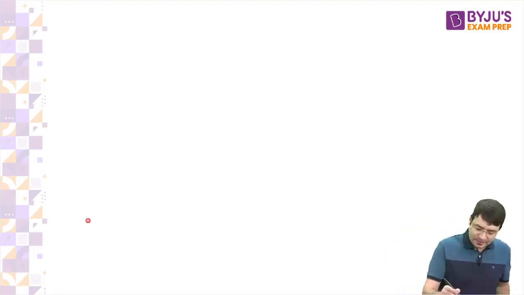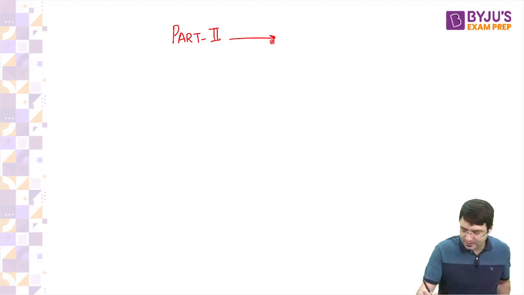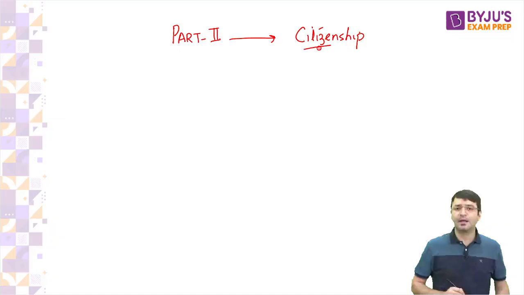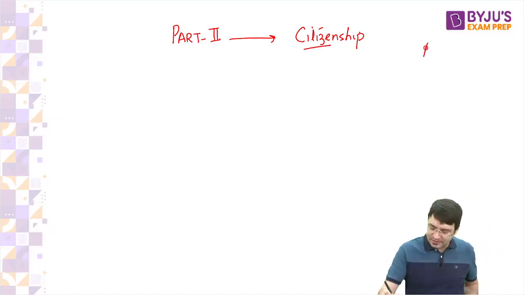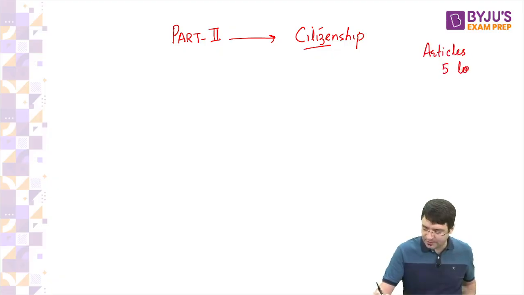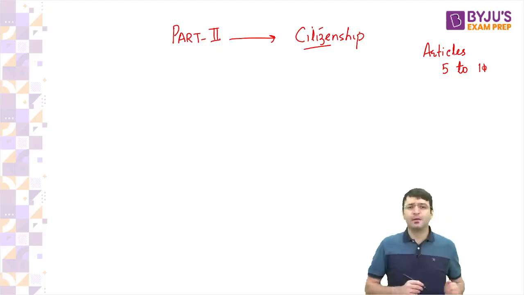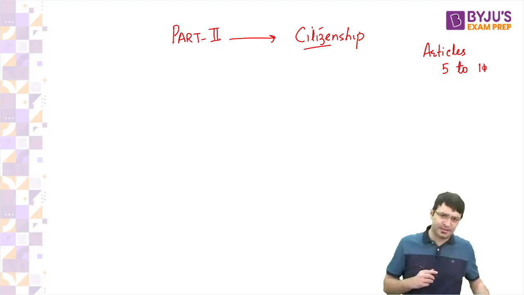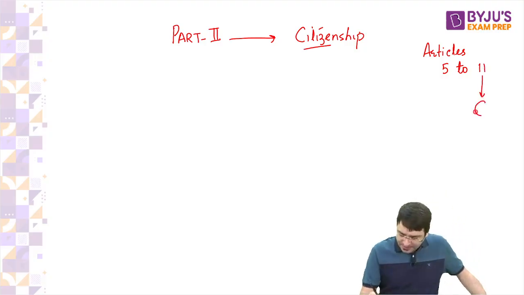Okay, done. Let's now look at Part 2 of the Constitution. Part 2 deals with citizenship. Here we will have to discuss Articles 5 to 11. But Articles 5 to 10 are not of much significance or relevance for your exam. It is Article 11 which becomes important for your exam.